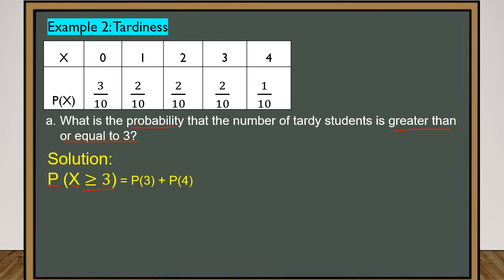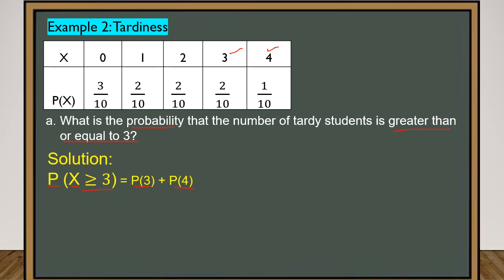So if x is greater than or equal to 3, we have the values P of 3 and P of 4, because those are the only values of x which are greater than or equal to 3. We cannot have 2 because 2 is less than 3. It does not satisfy the condition. The given is that it must be greater than or equal to 3. So we only have values of 3 and 4.